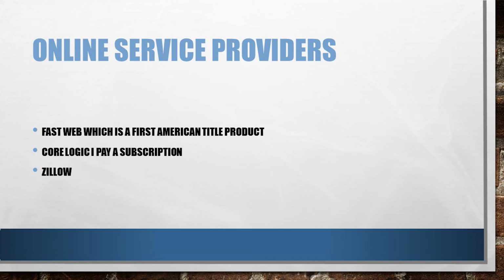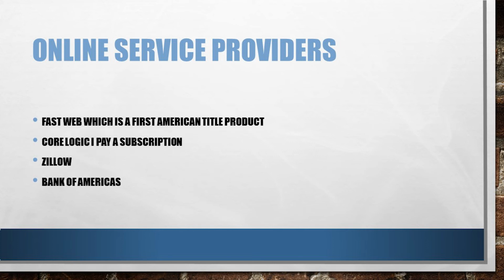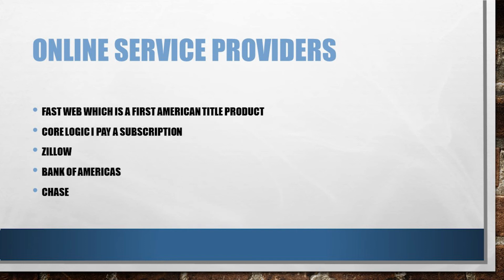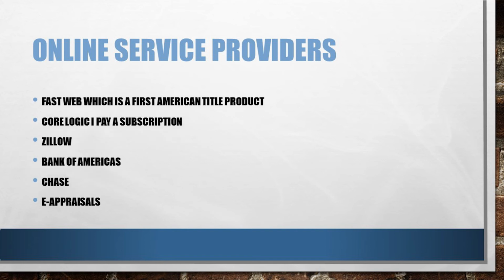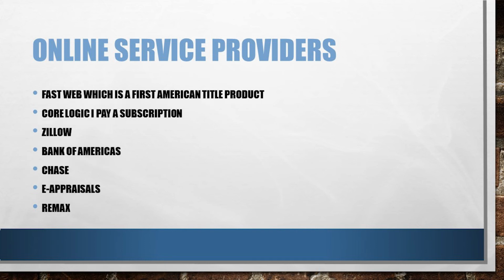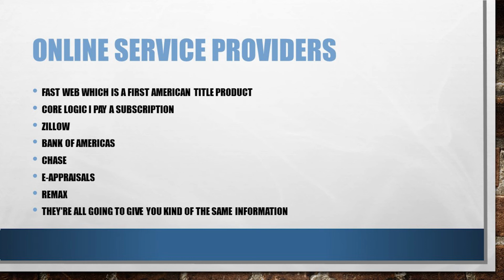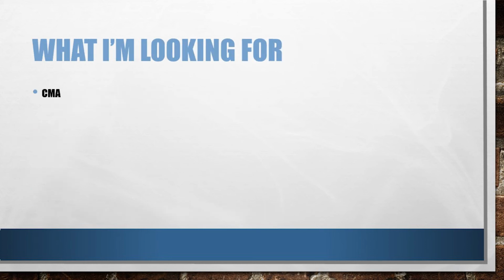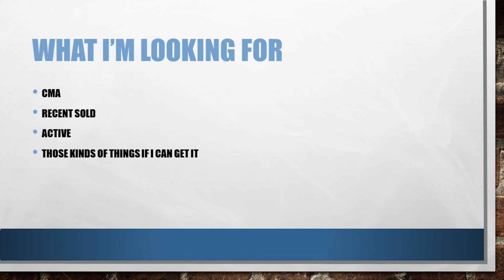I go to companies or platforms. Let me pull them up here so I can read them off to you better. I use Bank of America's platform. Chase has a platform that I like. Appraisals has a platform that I like. Remax has a little platform that I like. They're all going to kind of give you the same information, but what I'm looking for is a CMA, comparable market analysis or comparative market analysis. And I want to know recent solds, actives, those kinds of things if I can get it.